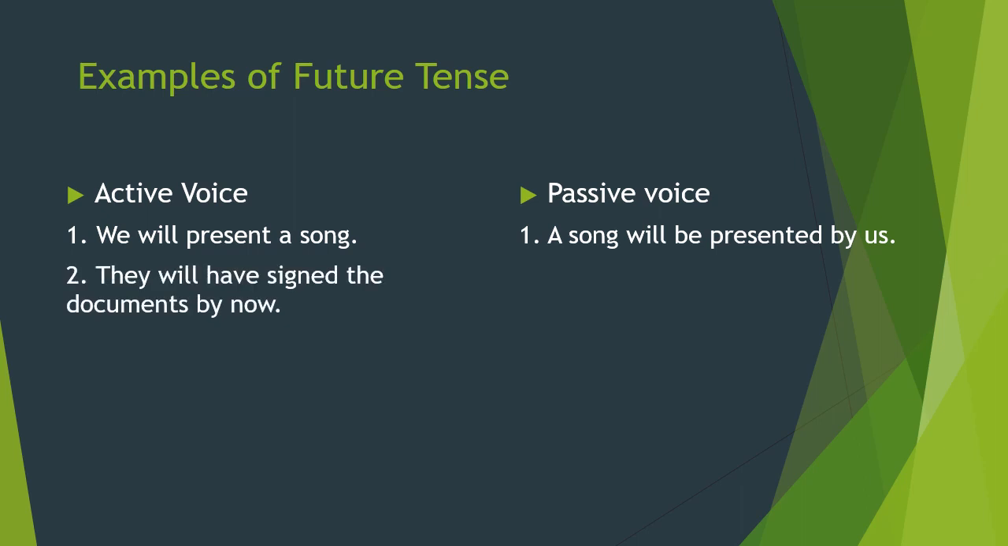Now the second sentence, they will have signed the documents by now. Subject is they, object is the documents, and verb will have signed. Will have signed is in which tense? It is in future perfect tense. By now is the prepositional phrase, so don't get confused with that. Okay, now how to change into passive?